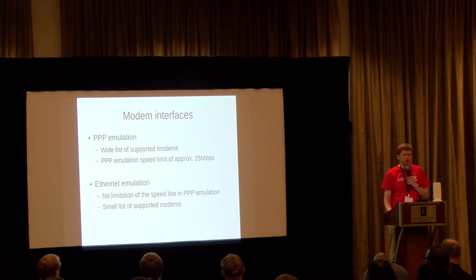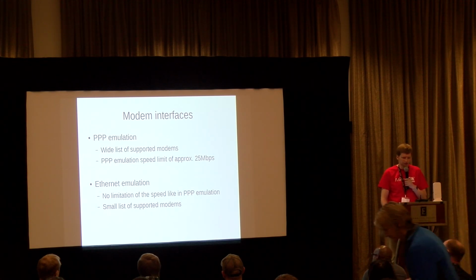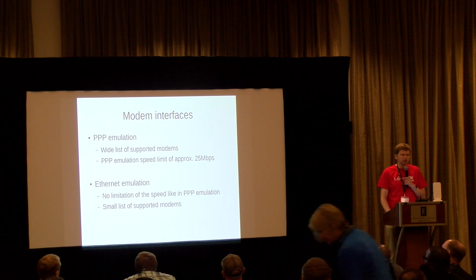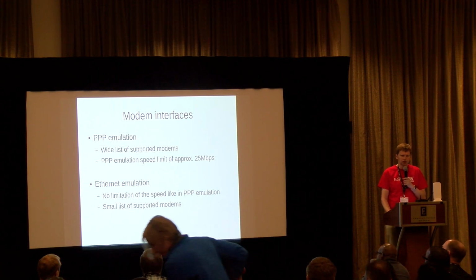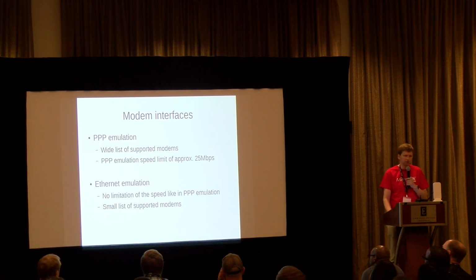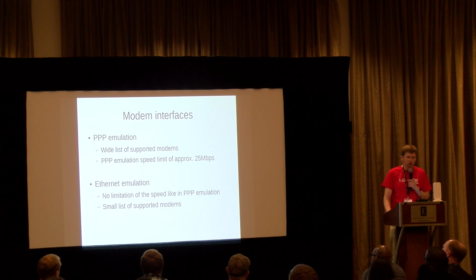Also, let's talk a little bit more about the software part of these modems. We have two kinds of modem interfaces: PPP mode and Ethernet emulation. The main differences are the following. For PPP mode, you will get a wide list of supported modems, mostly external USB modems and, for some, also the mini PCI Express ones. But the main disadvantage of this emulation is that the speed limit is approximately up to 25 megabits per second.